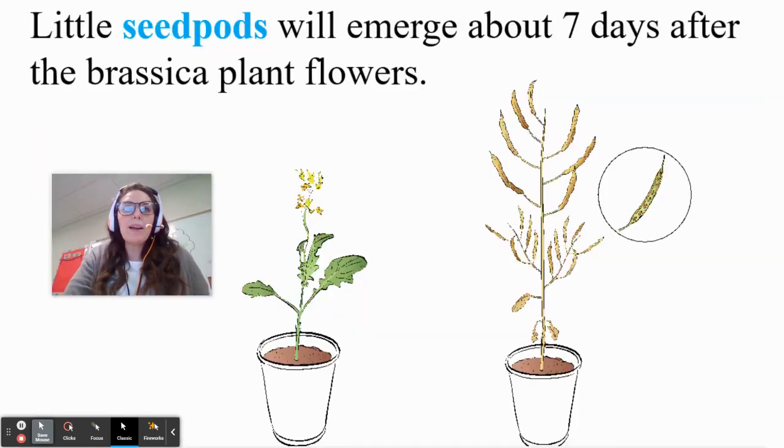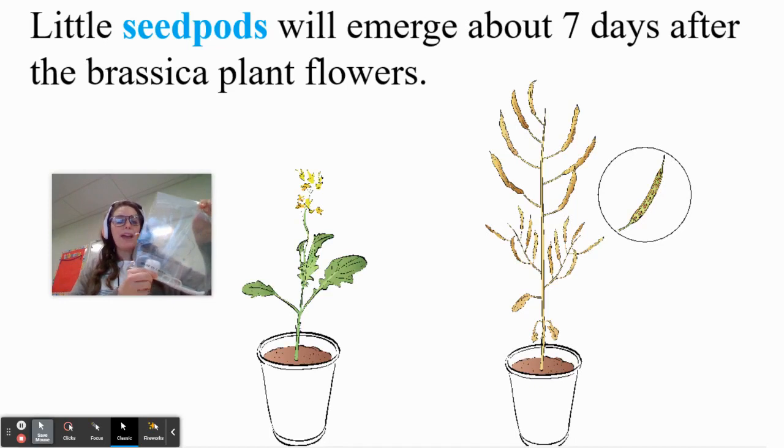You saw this diagram on Monday, and we said that the seed pods will emerge about 7 days after the brassica plant flowers. So the brassica plant has to flower before the seed pods can emerge. Now, second graders, since we are growing our brassica inside, our brassica plant doesn't have an opportunity to have a pollinator come and pollinate it for us.